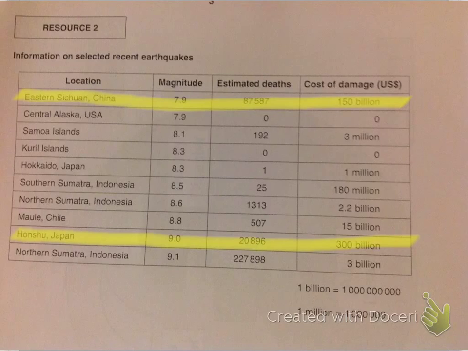It could be volcanoes as a tectonic activity, and it might be LEDC, MEDC countries that you need to think about.